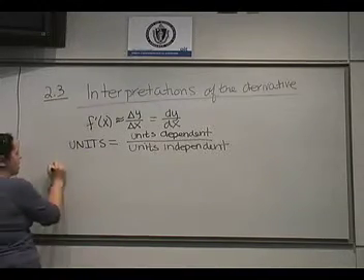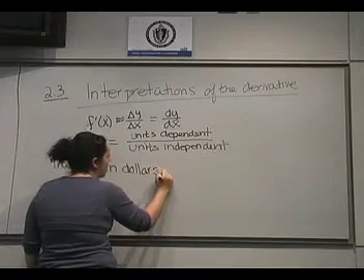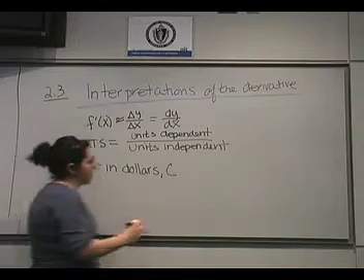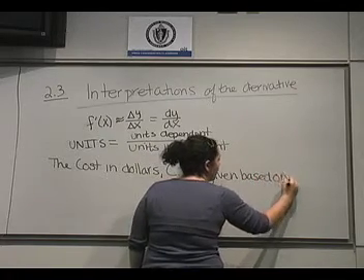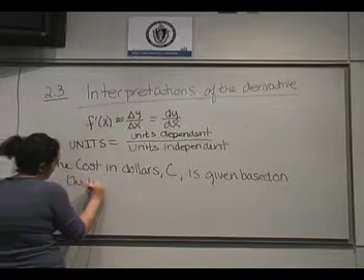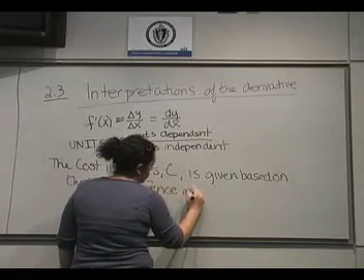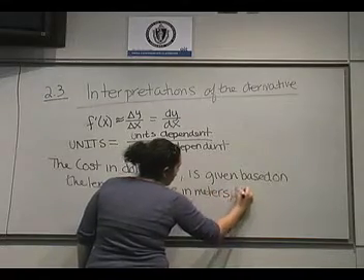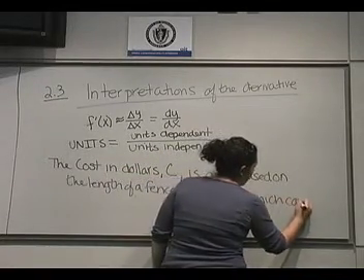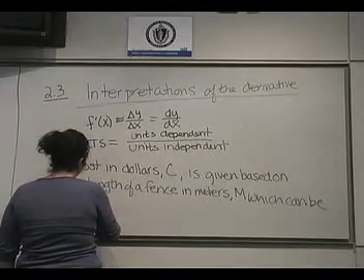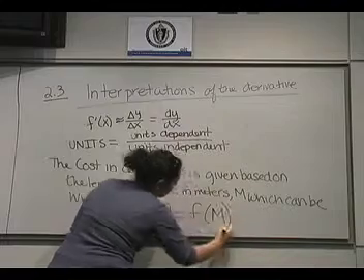Okay? So let's say we have an example like this. The cost in dollars, C, representing the cost, is given based on the length of a fence in meters, M. Okay, so I'm telling you the variables here, which can be written as C equals f of m.